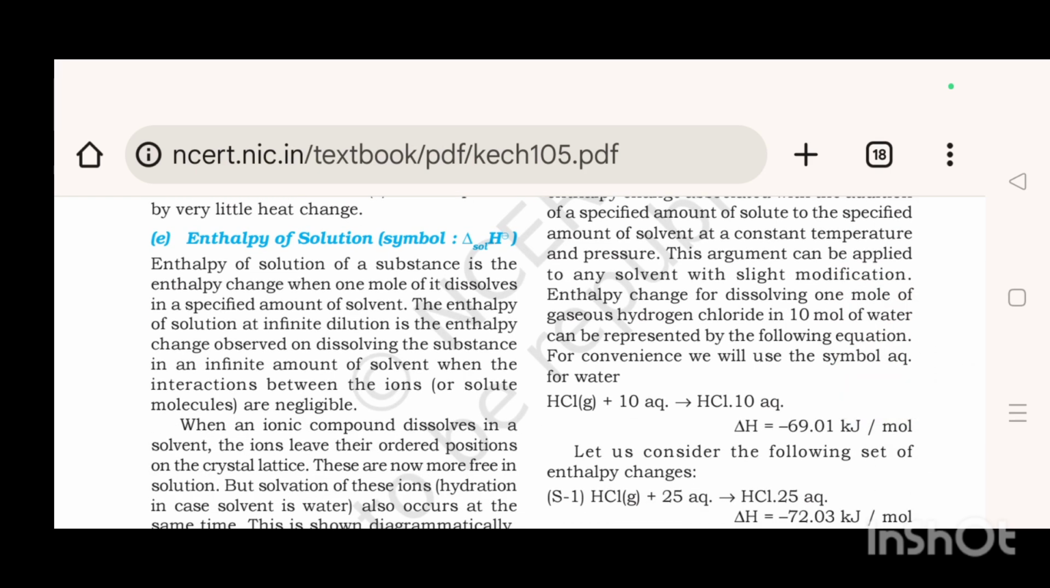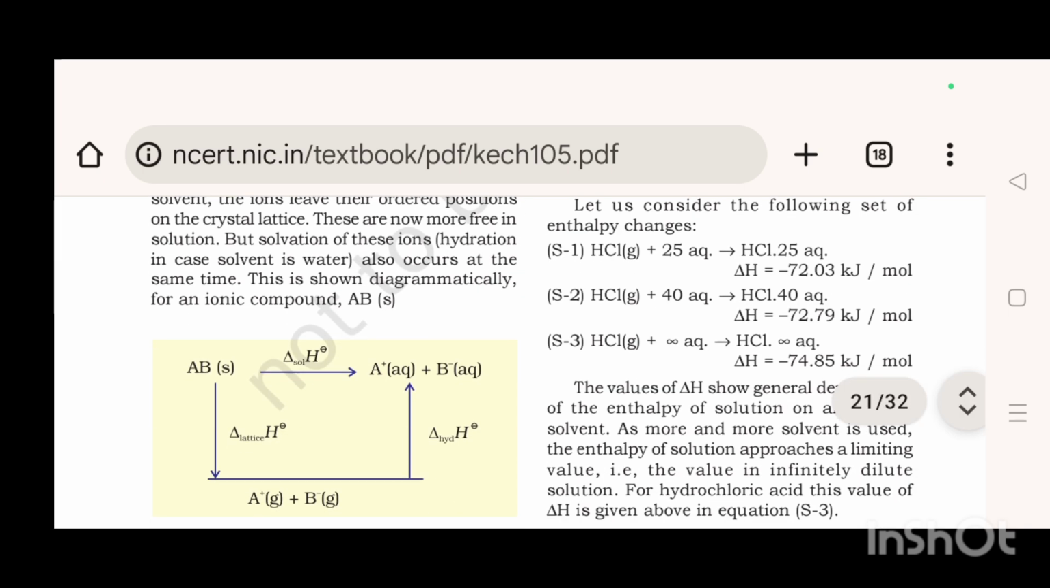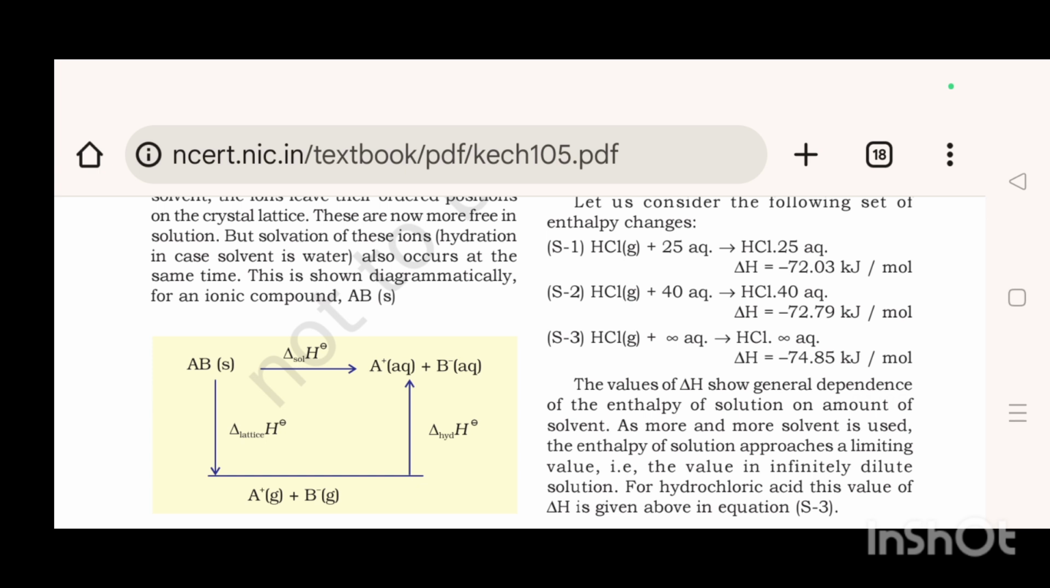For convenience, we will use the symbol aq for water. HCl(g) + 10 aq gives HCl·10 aq, ΔH is −69.01 kJ per mole. Let us consider the following set of enthalpy changes. S1: HCl + 25 aq gives HCl·25 aq, ΔH is −72.03 kJ per mole. S2: HCl + 40 aq gives HCl·40 aq, ΔH is −72.79. S3: HCl + infinite aq gives HCl·∞ aq, ΔH is −74.85 kJ.